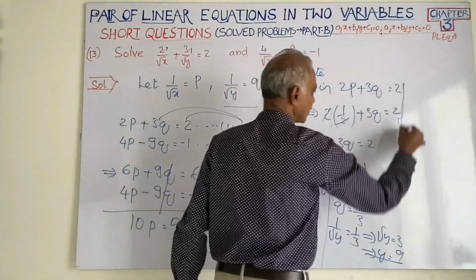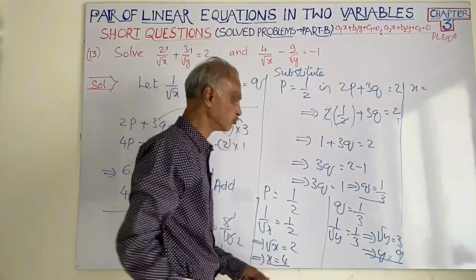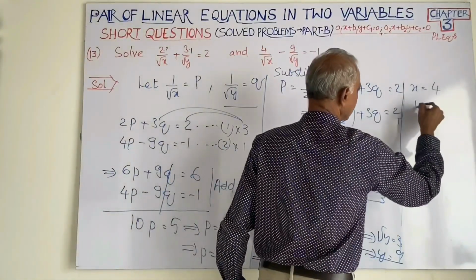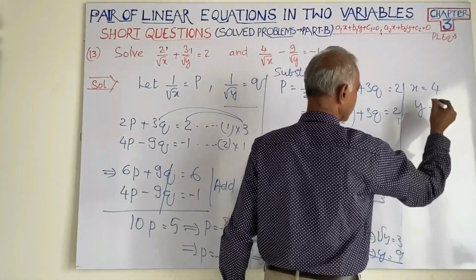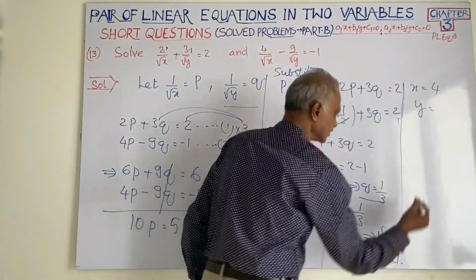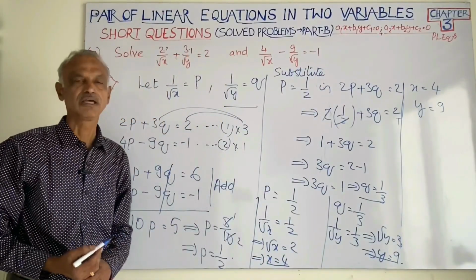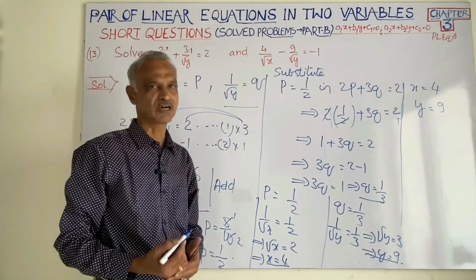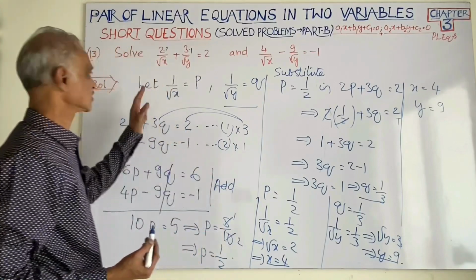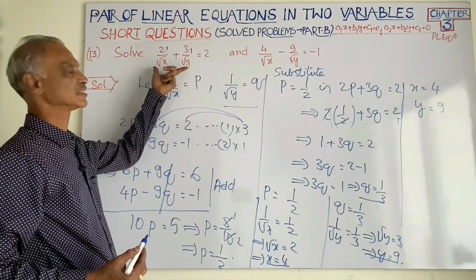Now, what is the value of x you got here? x is equal to 4. And what is the value of y you got here? y is equal to 9, since root y is 3 and 3 3s are 9. So x is equal to 4 and y is equal to 9. Whether your answer is true or false, you have to check. Substitute the values of x and y in this equation.